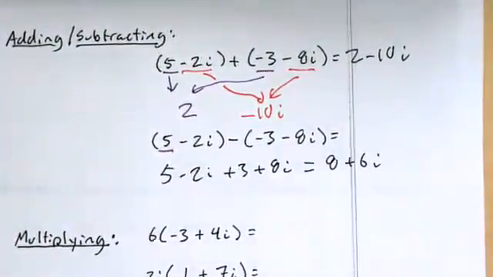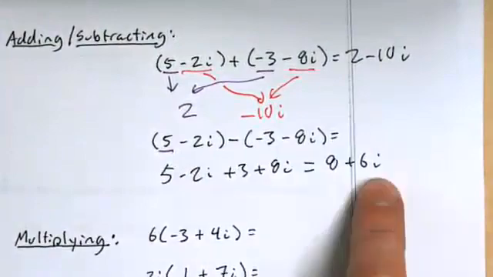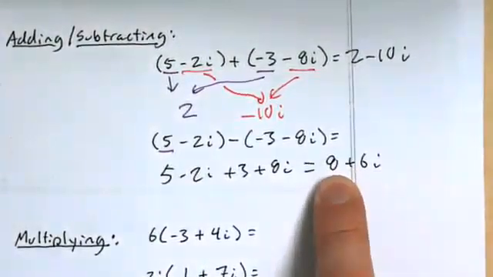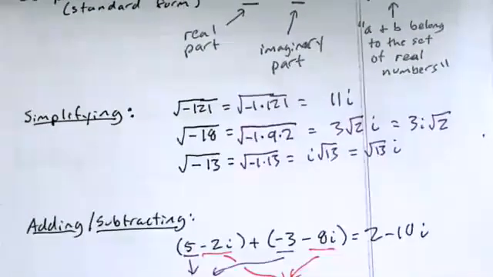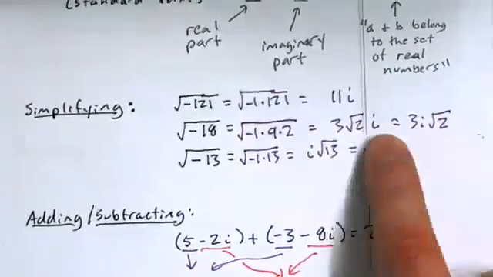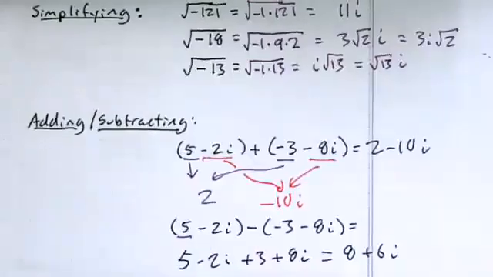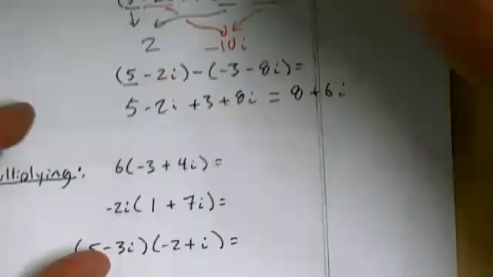Now, when we're writing answers like this, I do want you to write your answers in standard form, which means that the imaginary part should come at the end, the real part at the beginning. I told you I wasn't too picky about whether the i came at the end or in the middle in a single number, but when we're writing our answers, I do want them in standard form.